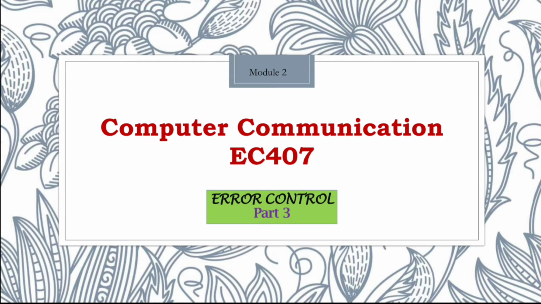So today I am going to discuss error control, the fourth part. Ignore the part 3 mentioned in this slide. This is the fourth part of error control.